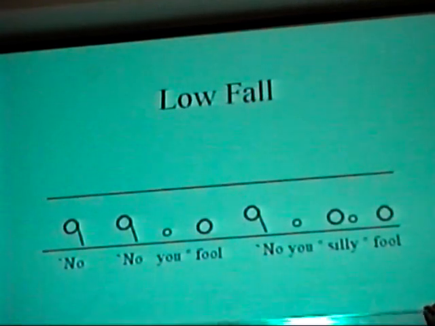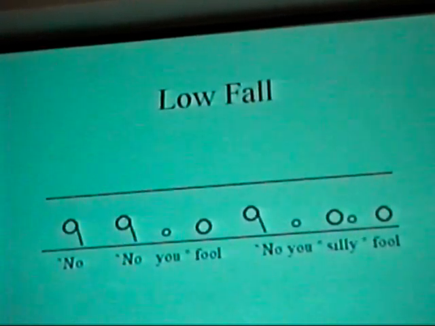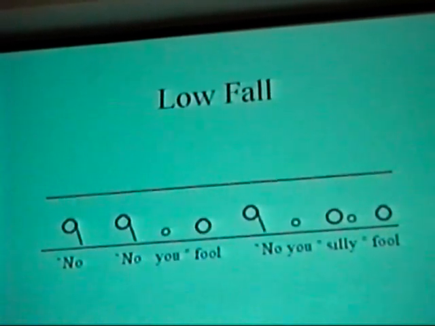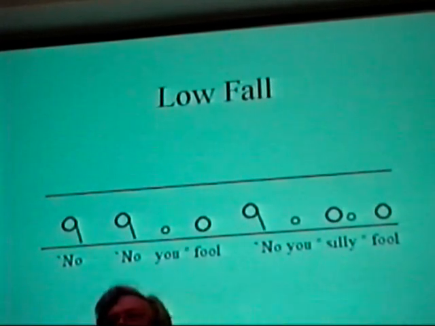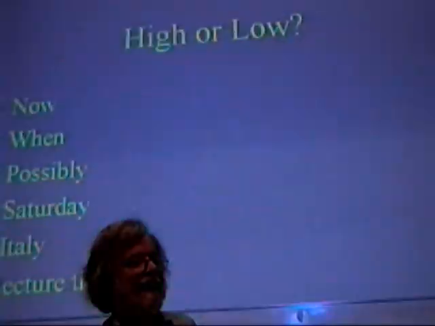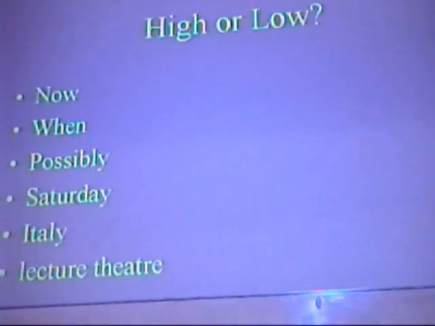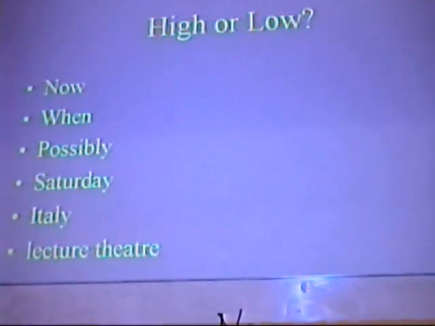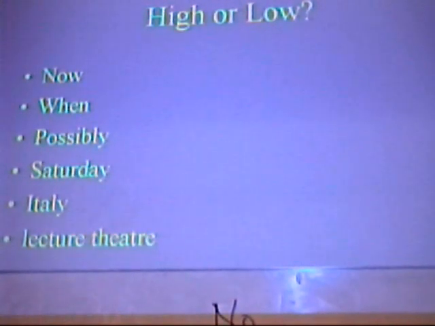So this is a low fall on the syllable no. On a syllable no with the tail syllables, no, you fool. And with a longer tail, no, you silly fool. Alright? Can you hear the difference? I wonder. Here is a little test of your ability to hear the difference between a high fall and a low fall. Dead easy, this. Okay, I am going to say those utterances when I can find my script here. You see whether you can tell whether I'm doing a high fall or a low fall.